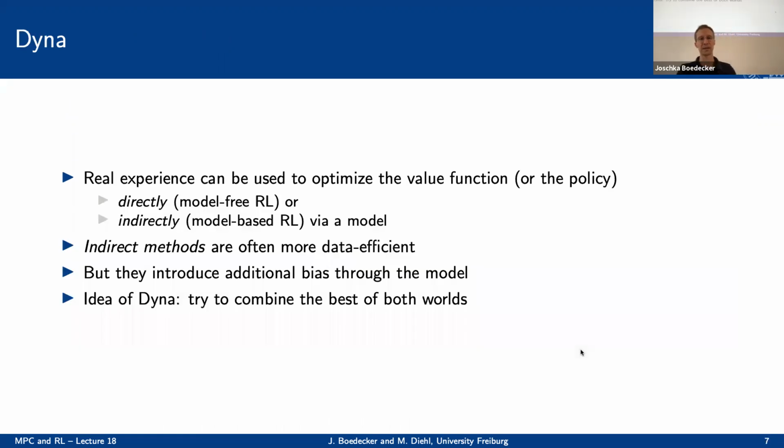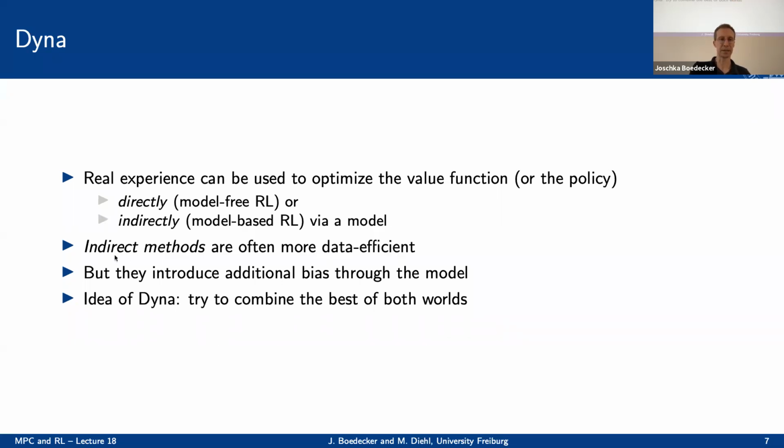Okay, Dyna, on the other hand, improves the model over time. And it will use the model to basically bootstrap the Q function with imagined or simulated experience. So you use the real experience to optimize your value function just as before, or the policy if you're directly training also a policy, and then you can either optimize the value function directly. That would be model-free RL, that's what we saw before, or indirectly using the model to generate artificial data.